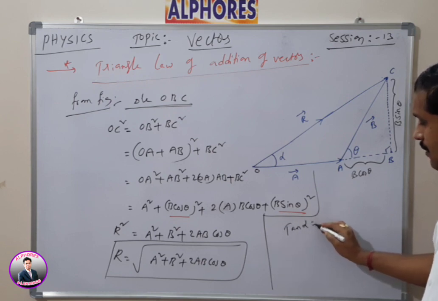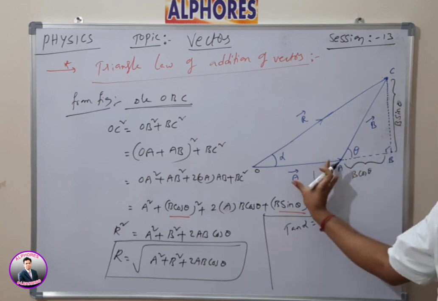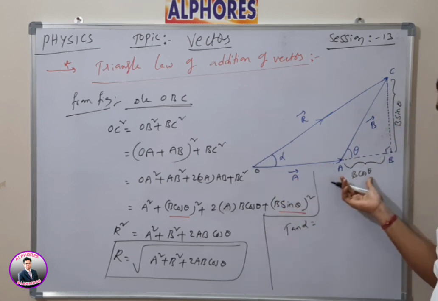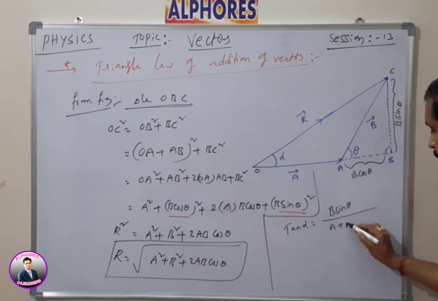Tan alpha is equal to how much from this big triangle? From this big triangle, opposite side by adjacent side. Adjacent side means a plus b cos theta, right? Now what is the value here? Opposite side is b sin theta, by a plus b cos theta.